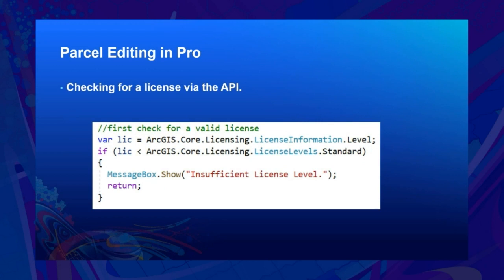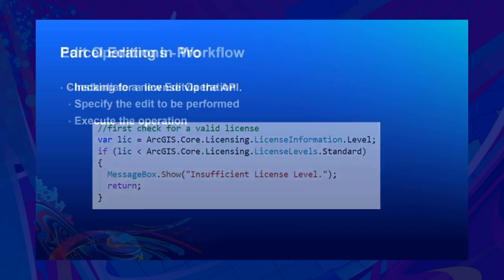Just a quick note on license checking. The parcel editing functionality is available with the standard and advanced license levels. When writing code with the Parcel Fabric API, you should check license level to avoid an exception. Here's a code snippet that presents a message if the license level of the client application is less than standard. In other words, at the basic level.